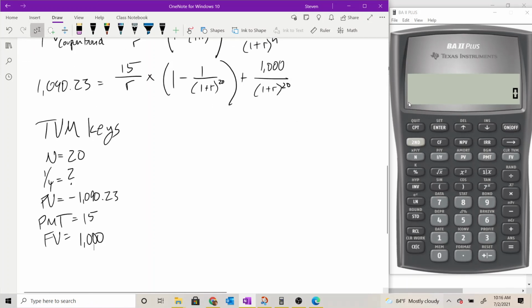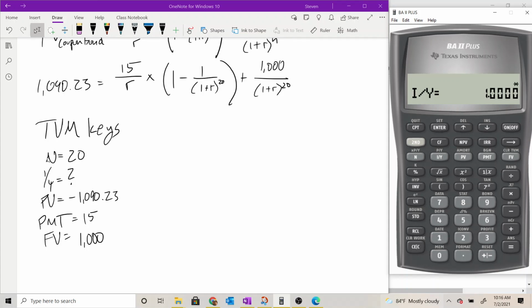All right, so let's plug these guys in. We'll start by clearing it out. Second, clear TVM to zero everything out. N is 20, and really if you had worked the previous example and these numbers are already in there, you can just reuse them. I'm going to pretend like I hadn't just worked this problem. Okay, present value is a negative 1,090.23. Payment is a positive 15, and future value is a positive 1,000, and I'm going to say compute I over y.